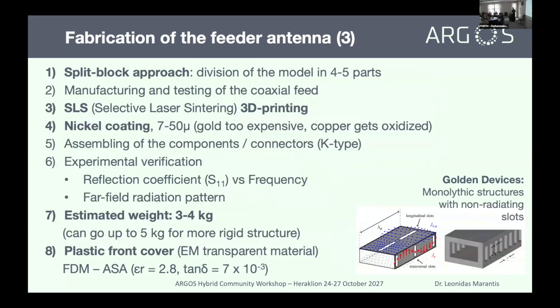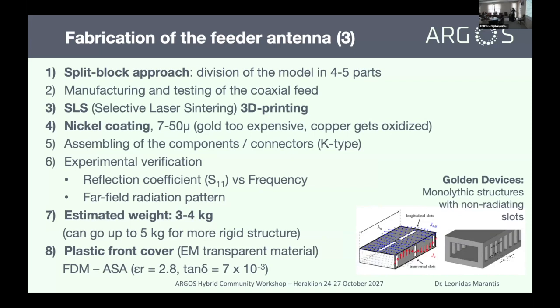We're going to divide the model into 4 or 5 parts and print these parts separately. We're going to use SLS, selective laser sintering 3D printing, and the coating is going to be with nickel. And of course, we're going to have some experimental verification afterwards. The estimated weight is going to be 3 to 4 kilograms, which is quite impressive. If you imagine that we're talking about a horn antenna that is like 50 centimeters by 50, it's that big.